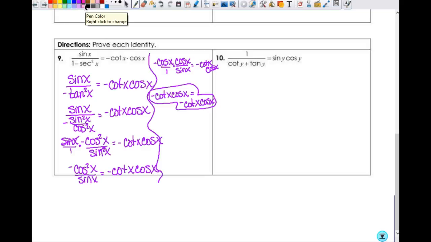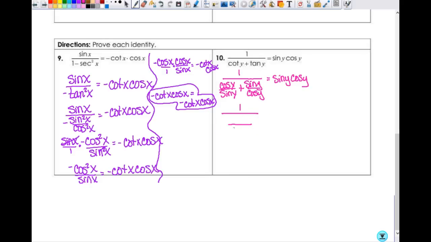Alrighty, number 10. So I want to start with the fraction side again. And there's nothing squared, so there's no Pythagorean anything I get to put in there. But I can make these into their reciprocals, into their quotients. So it'll be 1 over cosine y over sine y plus sine y over cosine y. And that has to equal sine y cosine y. So I'm going to get a common denominator in the denominator. So that common denominator is going to be sine y cosine y.